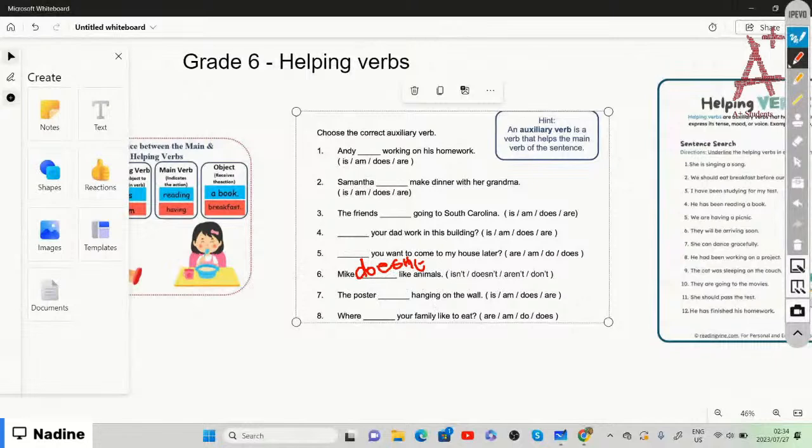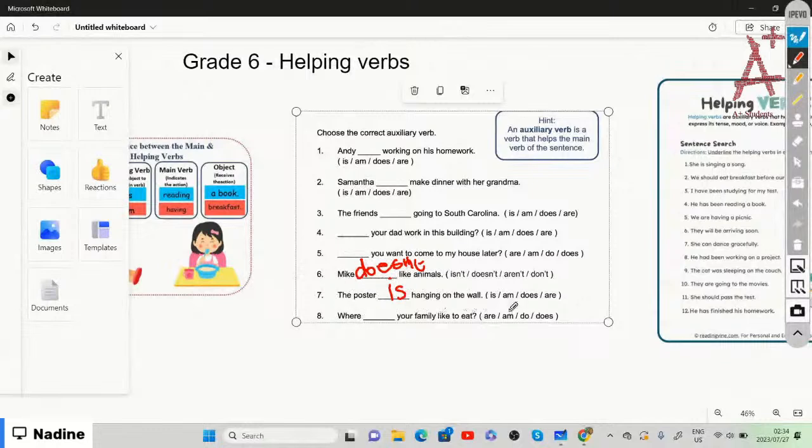The poster is hanging on the wall, or the poster am hanging on the wall, or the poster does hanging on the wall, or the poster are hanging on the wall. So we can say the poster is because it is referring to one poster. Remember we said if it's referring to one person or thing, then we say is, for example. But if it's referring to more than one, like a plural form, then we use are.